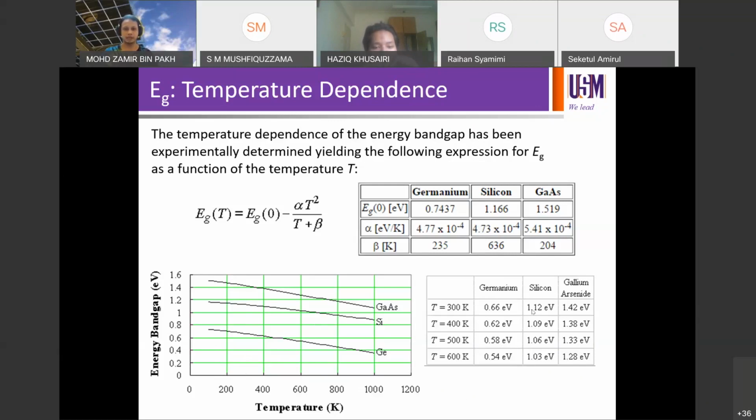And then when it's heated to 400 Kelvin, it goes down to 1.09 electron volt. Just a small change, a small reduction in the band gap. And if it's heated even further to 500 K, it goes down by another 0.03 electron volt to 1.06, and so on. At 600 Kelvin, it goes down by another 0.03 to 1.03 electron volt. You can see pretty much the same trend in germanium and gallium arsenide, with a slightly different gradient, let's say. But pretty much you can see the trend.